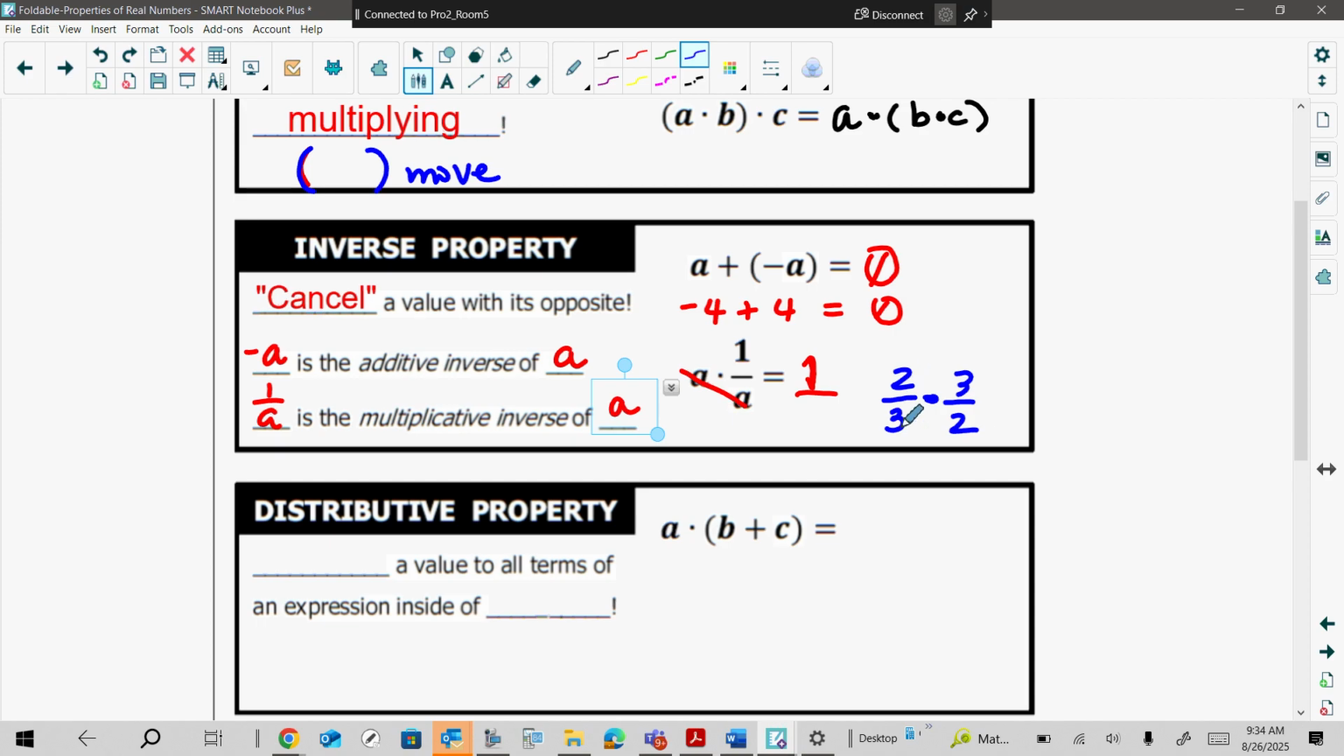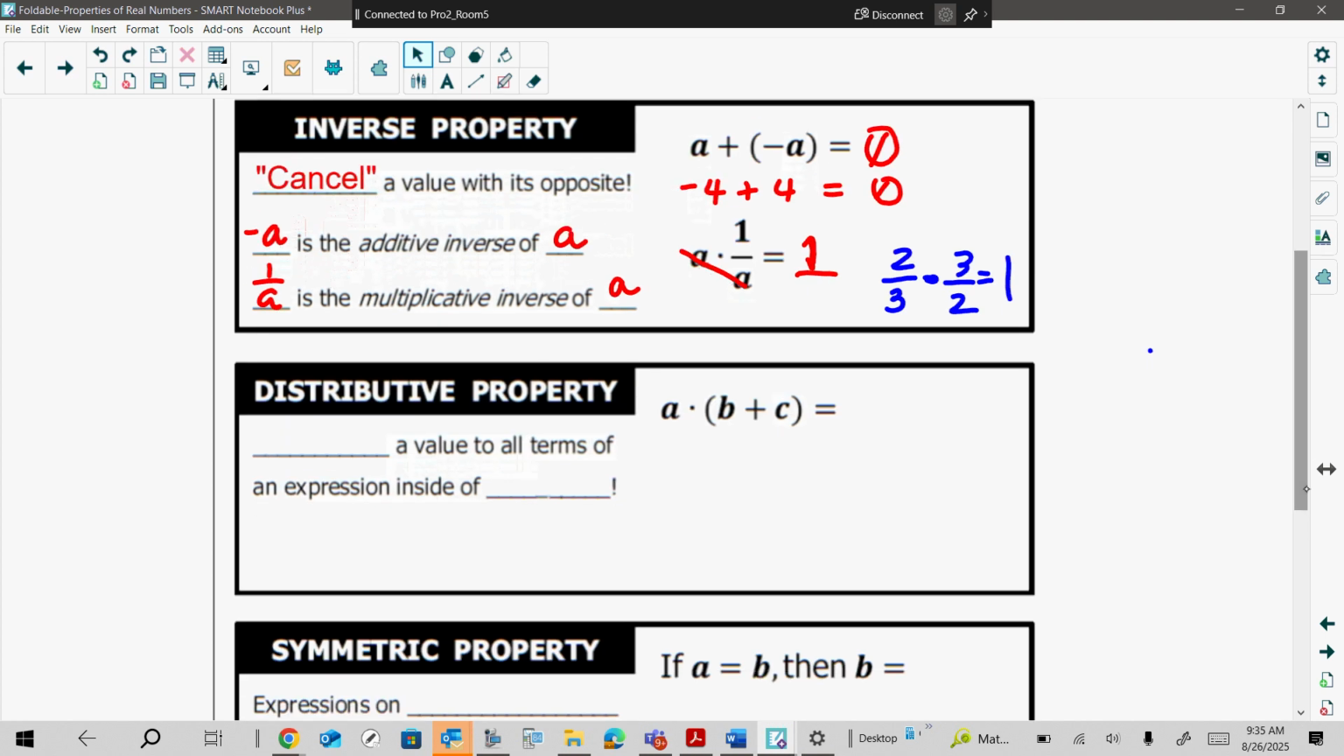Because when I multiply 2/3 by its inverse, it's going to equal 1. We want it to equal 1 to be the inverse property. Because this would be 6 over 6, and 6 over 6 is 1. All right, distributive property, the last, or two more, sorry.